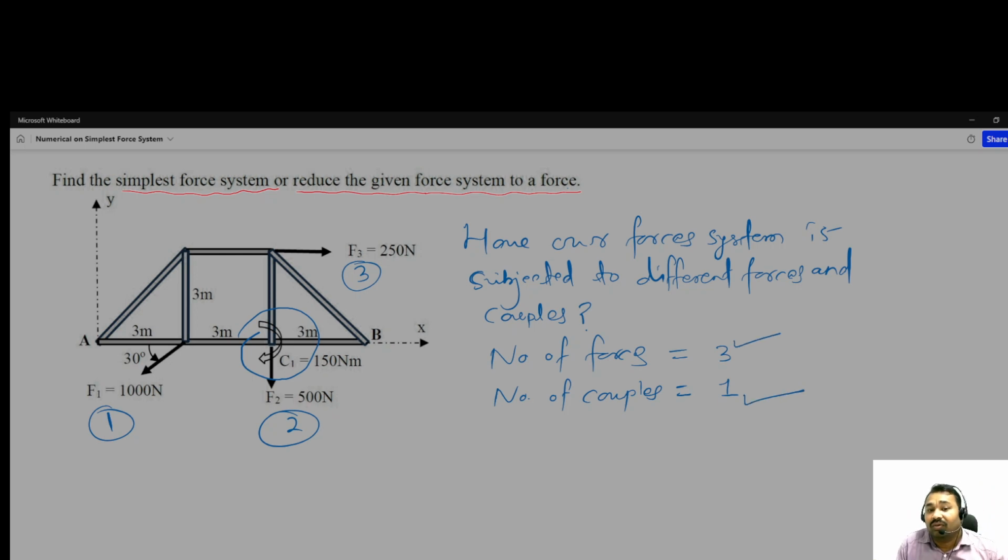Now we have to get the simplest force system, or reduce the given force system to a force. To a force means the resultant force. So it is very simple. What do we have to do?